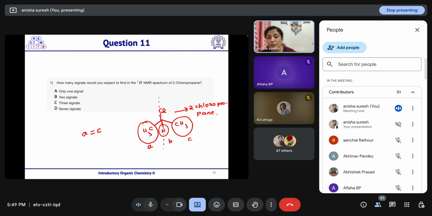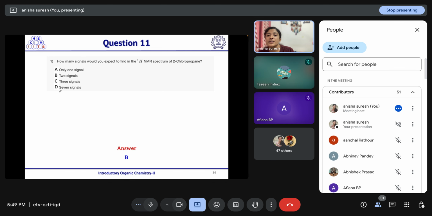Since this molecule is having a plane of symmetry, A and C will be identical to each other and will appear as a single signal in the proton NMR spectrum, and B will appear as the second signal. So there will be a total of 2 signals in the case of 2-chloropropane. So the answer will be option B.